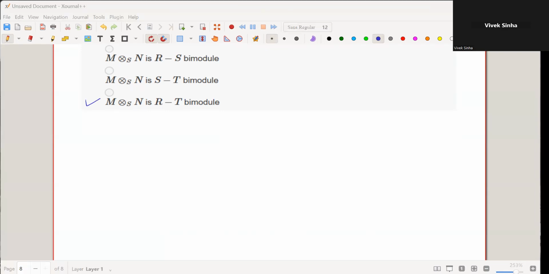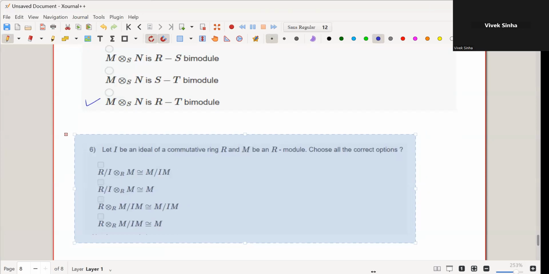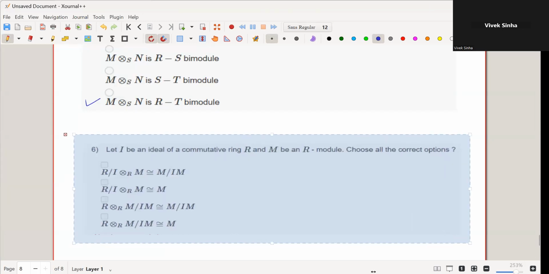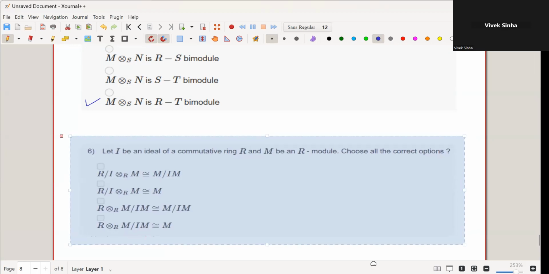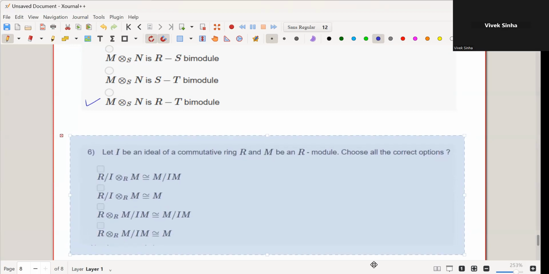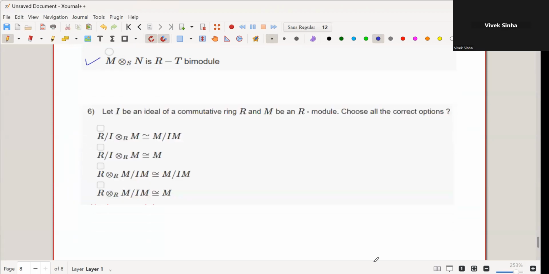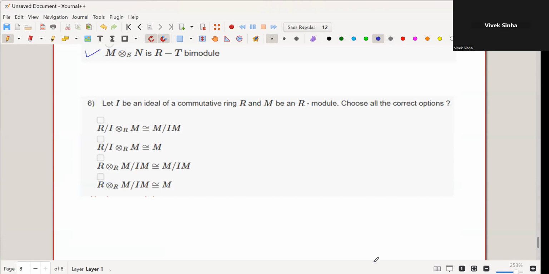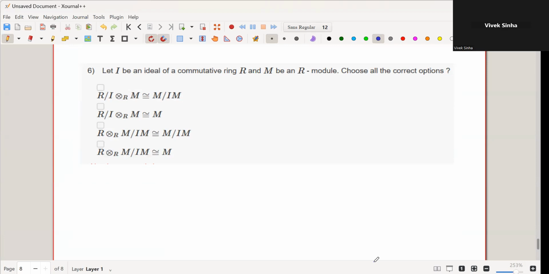Now I will copy the sixth question. So it says that I is an ideal of a commutative ring R and M is an R module. Choose all correct options. So first of all, we will see that R/I tensor M. Then these two options will be handled, and then these two can be handled simultaneously.